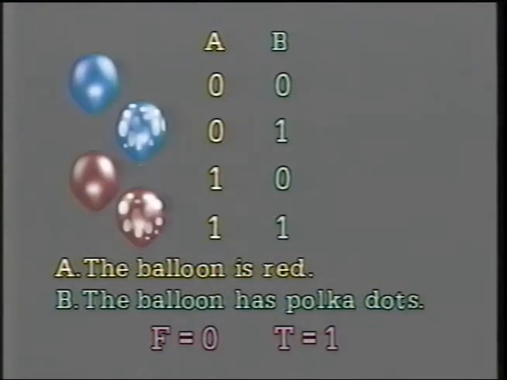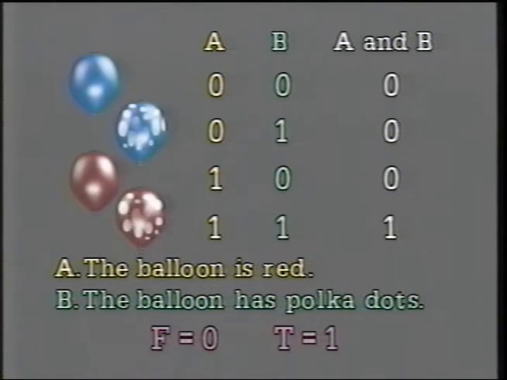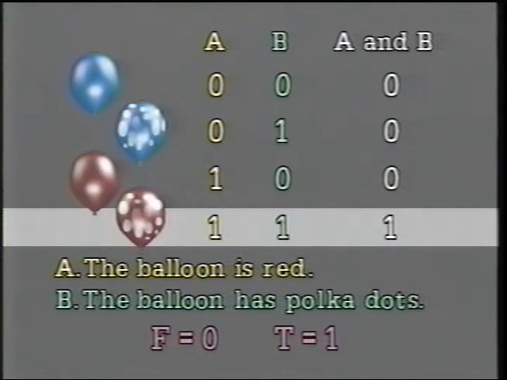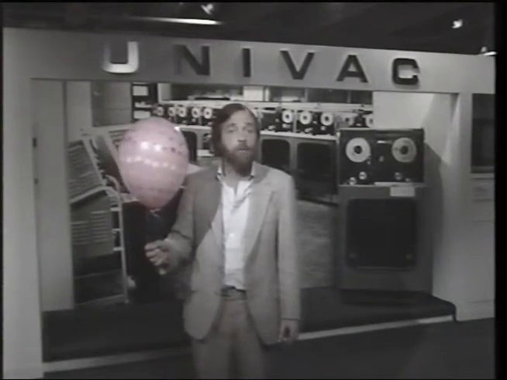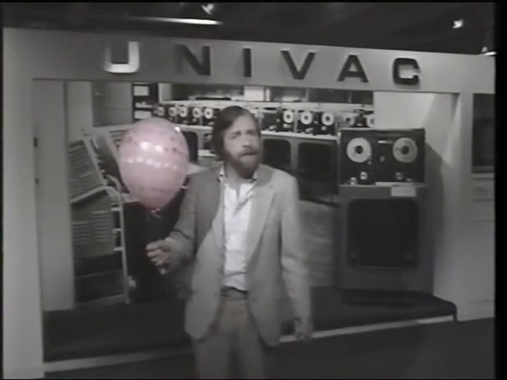What about the compound statement A and B? In terms of our example, this says the balloon is red and has polka dots. We want A and B to be true, to have the value 1, only when both A is true and B is true. We can summarize the information about this combined statement by turning our original table into a so-called truth table. This truth table transforms our intuitive notion of AND into a mathematically precise definition. A and B is true only if the balloon is red and has dots. The relationship AND is one of the ways compound statements are built in logic. Technically speaking, AND is one of the logic functions.